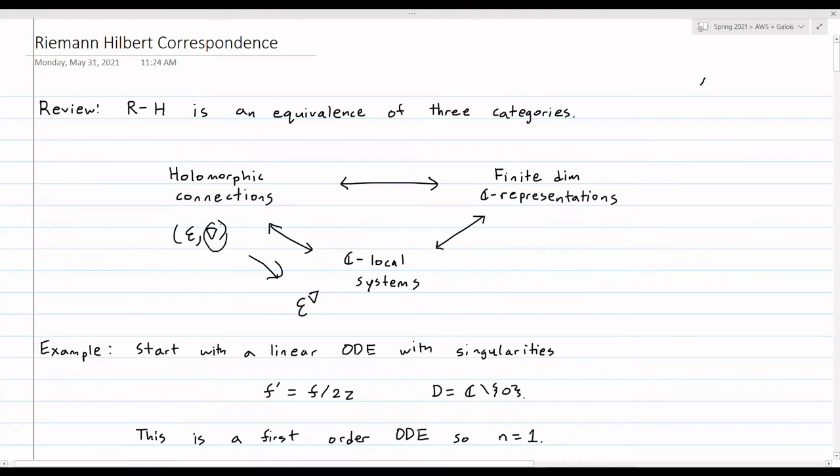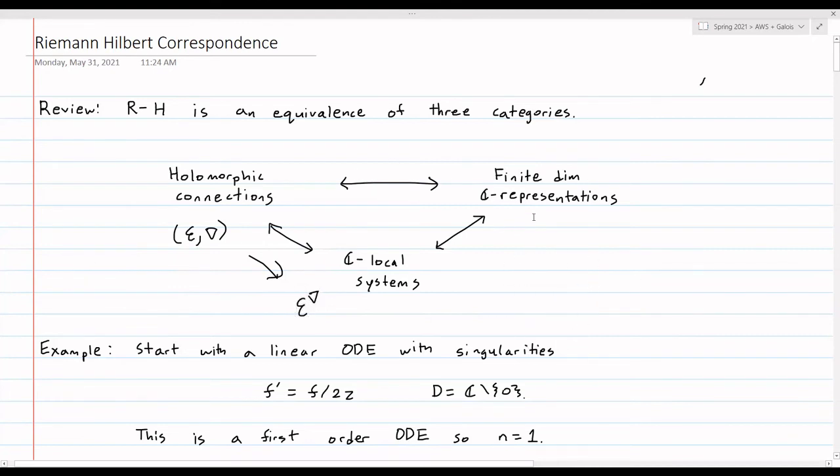And the point is that this del allows you to parallel transport vectors, which you think of as local solutions. Okay. And yeah, parallel transporting local solutions is like analytically continuing local solutions.